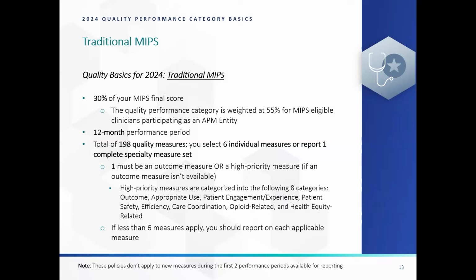High priority measures are categorized into the following 8 categories: outcome, appropriate use, patient engagement / experience, patient safety, efficiency, care coordination, opioid related, and health equity related. If there are less than 6 measures that apply to you, you should report on all measures that are applicable to you. Similar with regard to reporting a specialty measure set. If there are less than 6 measures within that specialty set, you're required to report on all measures in that specialty set. Next slide, please.